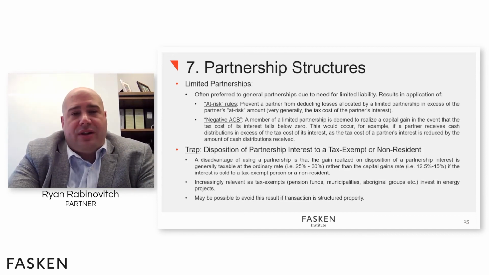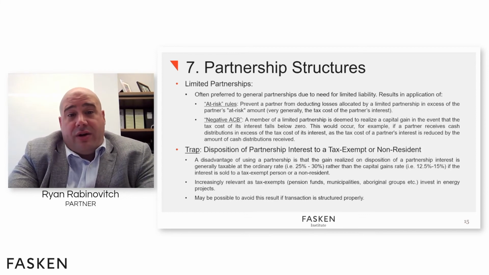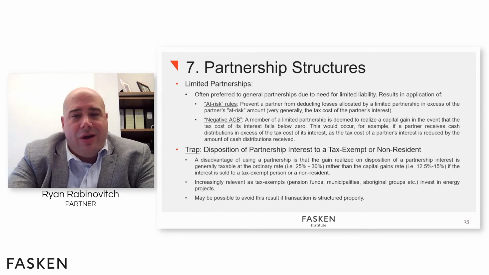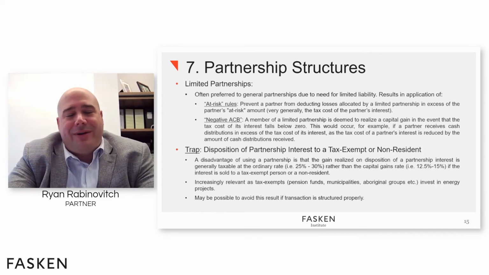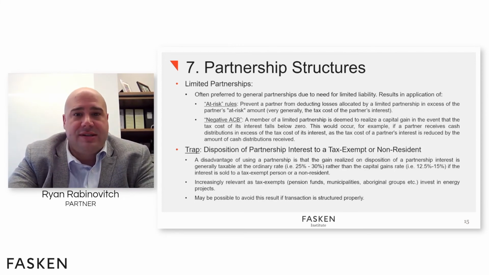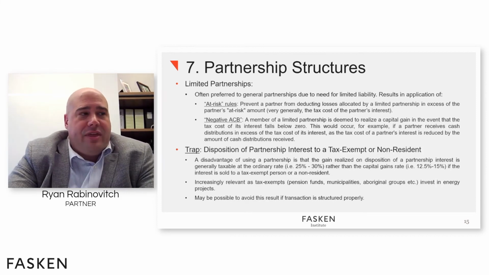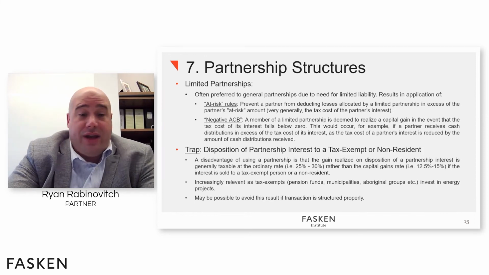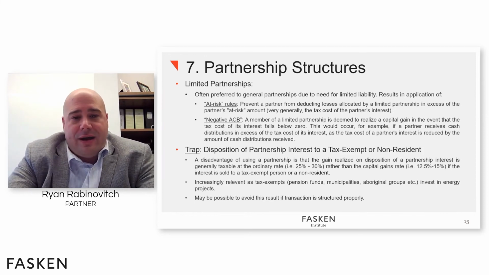The gain that's realized on the sale of your units is taxable as ordinary income if the purchaser is a tax-exempt person or a non-resident person, or a partnership with tax-exempt or non-resident persons, and certain trusts with tax-exempt persons or non-resident persons, which either restricts the universe of people that you can transact with, or creates issues if you have two partners.